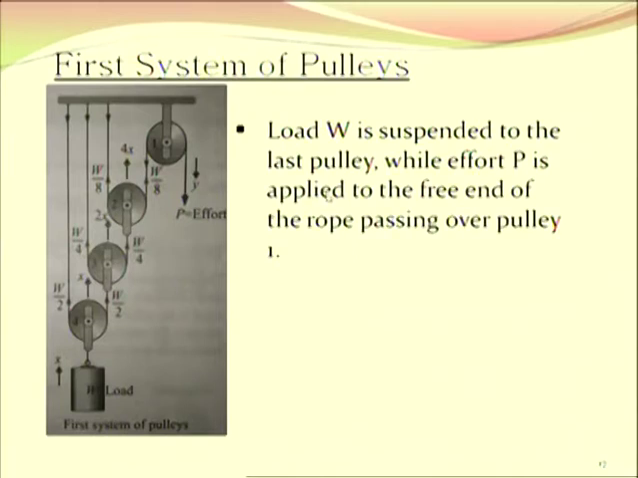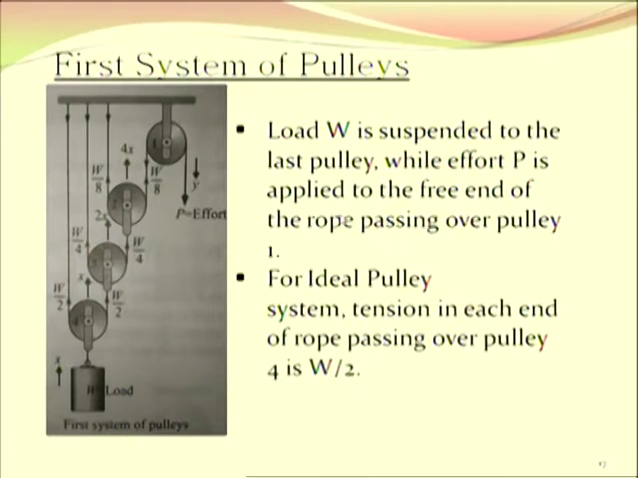Now load W is suspended from the last pulley. So here we can say load is applied to the fourth pulley, while effort is applied to the free end of the rope passing over pulley 1. So effort is applied here, load is applied here. For an ideal pulley system, tension in each end of the rope passing over pulley 4 is W by 2. So here load is acting, that is W, which is equally distributed in two ropes, that is W by 2 and W by 2.